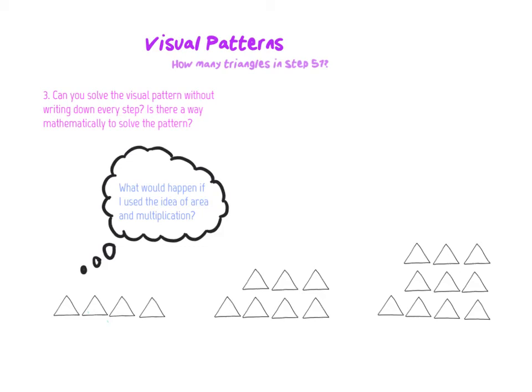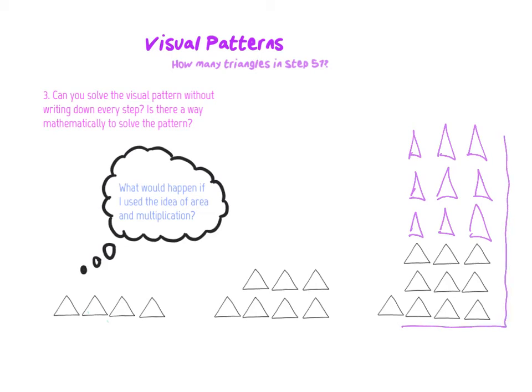Well, I'm wondering what would happen if I use the idea of area and multiplication. And what I'm thinking is, if I keep drawing my triangles, right? If I keep drawing these triangles up, I'm starting to notice that eventually this forms kind of a rectangle. And it would form a rectangle all the way up to step 51. There would be 51 rows of 3.